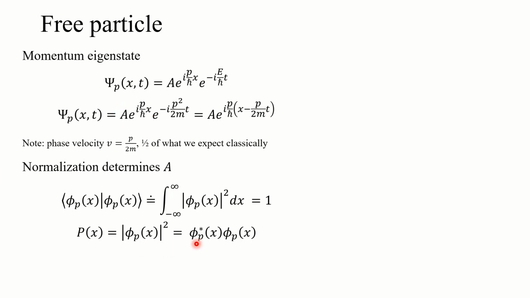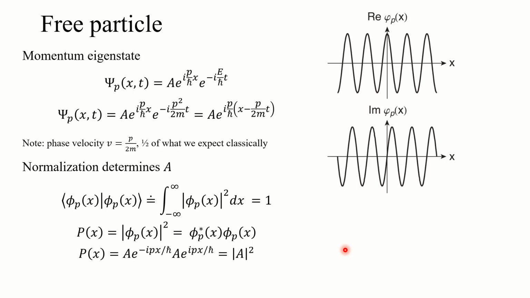But anyway, the complex conjugate of that position representation of our momentum eigenfunction times the momentum eigenfunction itself, and plugging in what those position-dependent parts of those functions are, we see that the probability density for that momentum eigenstate is just A squared.